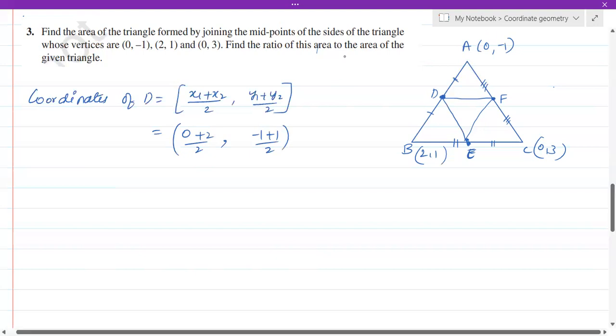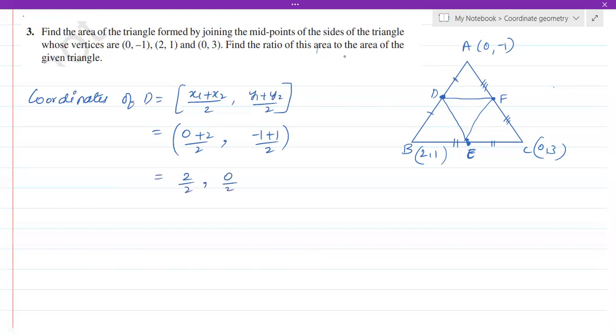So 0 plus 2 is 2 by 2. Minus 1 plus 1 is 0 by 2. So 2 by 2 is 1, and 0 by 2 is 0. So we got the coordinates of D. Coordinates of D is 1, comma 0.